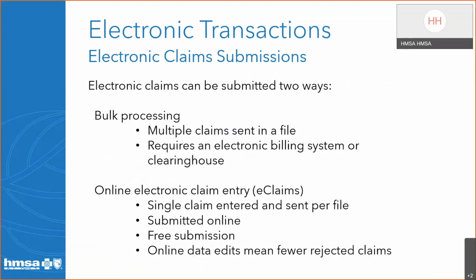Providers have two options for submitting electronic claims to HMSA. The first option is bulk processing, where multiple claims are sent in a file. This method requires an electronic billing system or the use of a clearinghouse. The second option is HMSA's free e-claim system. Providers may submit electronic claims for all of HMSA's lines of business over a secure internet connection. Providers may also void or correct claims that were previously submitted.